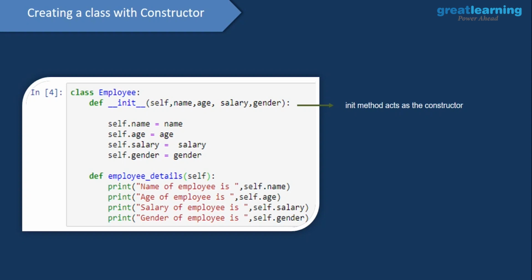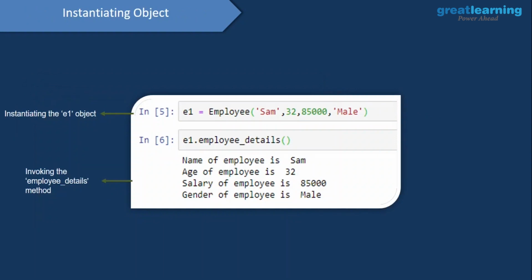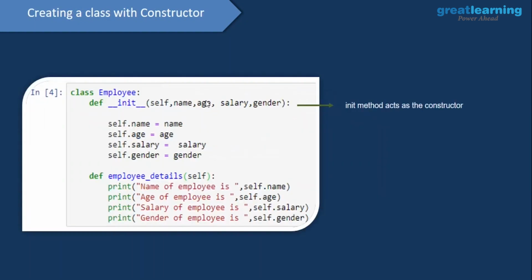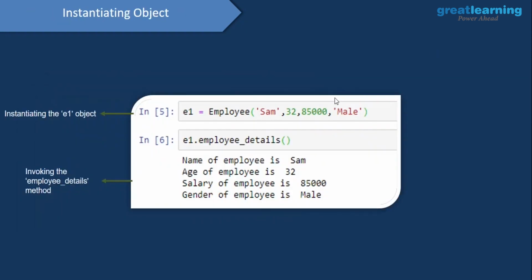And once we create this class, we will go ahead and create an object of it. So here, when we are creating an object, as you see, we have E1 is equal to employee, and during the instantiating of the object itself, I am passing in the values for all of the attributes. So the name, I am assigning to be equal to Sam. Similarly, the age, I am setting it to be equal to 32. Then the salary, I am setting it to be equal to 85,000, and the gender, I am setting it to be equal to male. And this is how I am assigning all of the values during instantiating of the object.